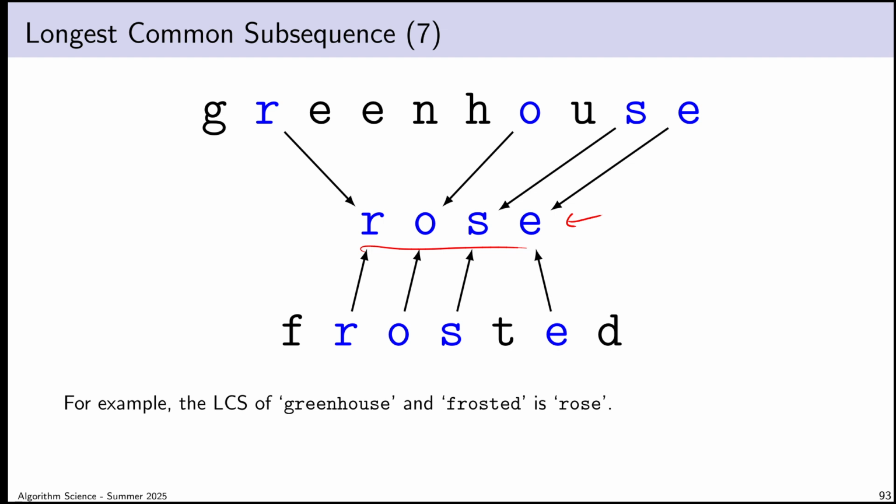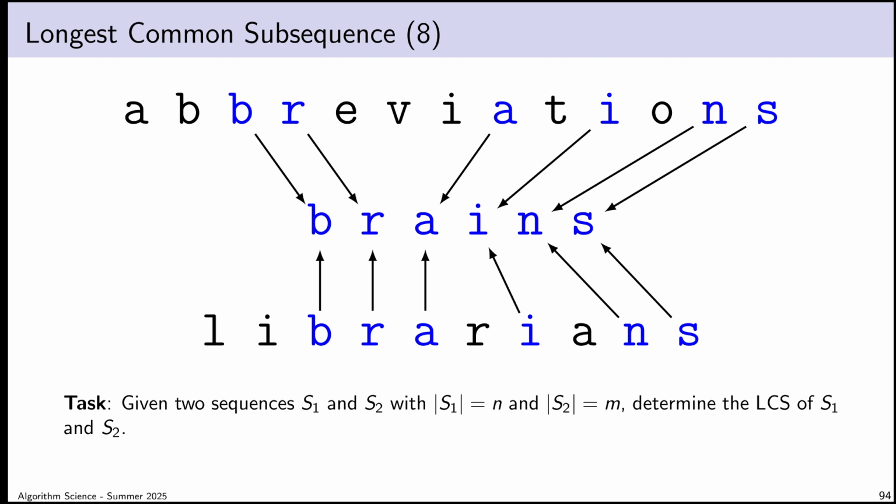So R-O-S-E. So our task is, given two sequences, S1 and S2, where from this point forward I will assume the length of S1 is n and the length of S2 is m, determine the longest common subsequence. And so we want the actual characters in the subsequence. But it turns out, as we did before, that the way we're going to tackle this with dynamic programming won't be to devise a recurrence based on the characters' sequences themselves, but based on some easier to evaluate property.